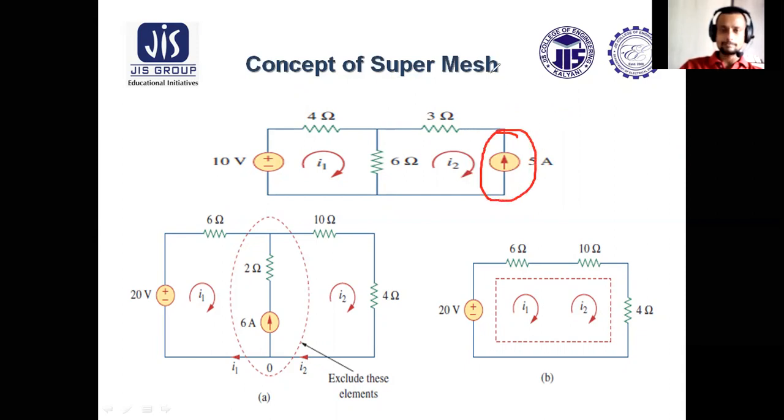Now, don't get afraid of super mesh, because calculations involved in super mesh or super nodes are much easier than conventional calculation. How? See, you may apply KVL in this loop. So KVL equation will be 10 minus 4 I1.